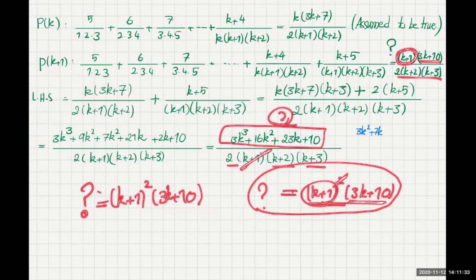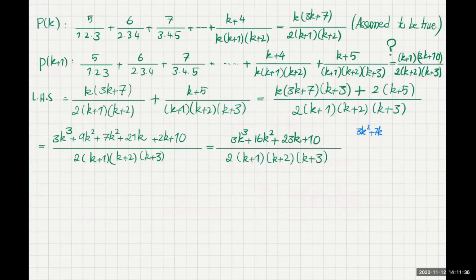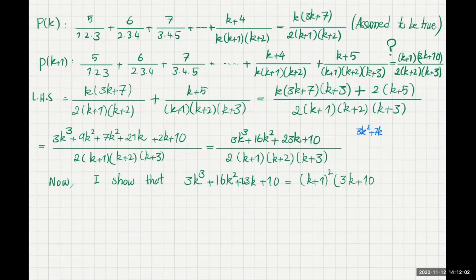So if I were you at this stage, I would say that now I'm just a little bit cheating, yes? Now I show that 3k to the power of 3 plus 16k squared plus 23k plus 10 is equal to k plus 1 to power 2, 3k plus 10. Okay, but now instead of factorizing it, which is a hard process, and showing this is equal to this, I start from the right-hand side and reach the left-hand side.